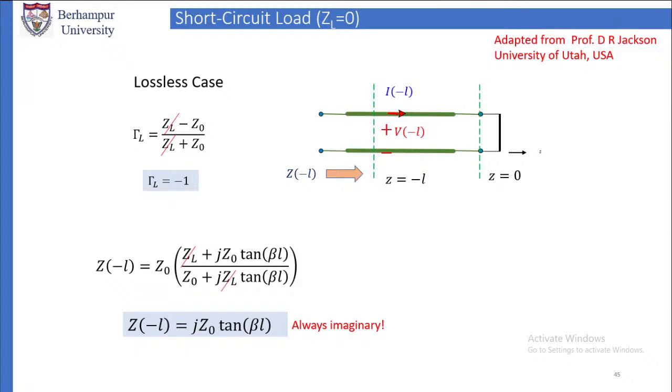Now the first special case is the short circuited load, which is ZL is equal to 0. So the load is short circuited, so ZL is equal to 0. ZL is the impedance of the load. Since the load is short circuited, there is no impedance, therefore ZL is equal to 0.